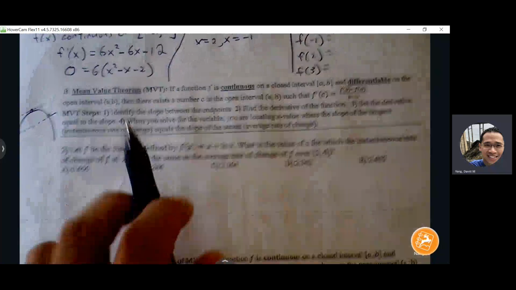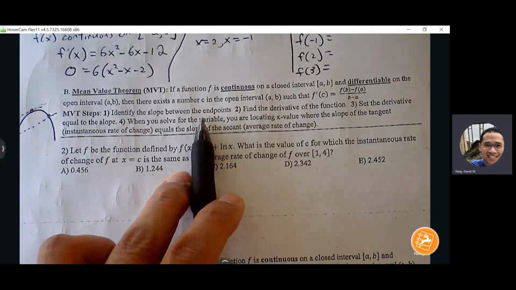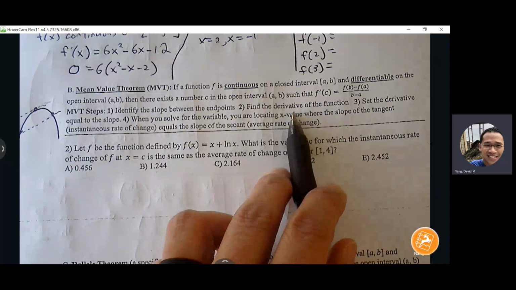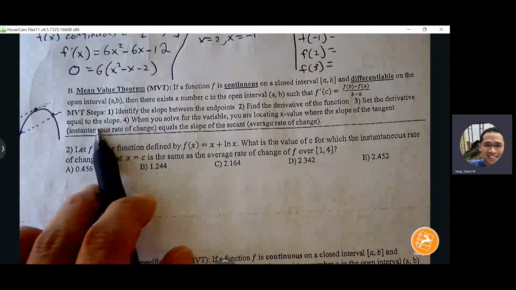Okay, so here are the steps. We identify the slope between the endpoints. So that means we need to find the x values and find the ordered pairs and find the slope. Then separately, we're going to find the derivative of the function. Then we set the derivative equal to the slope.